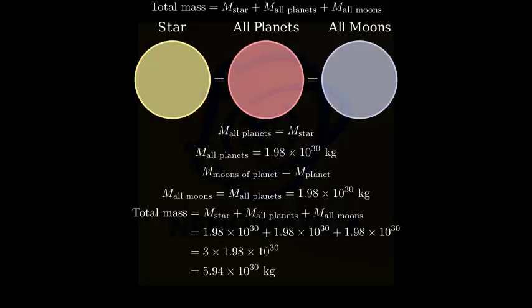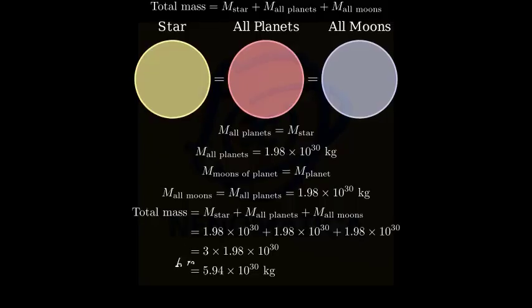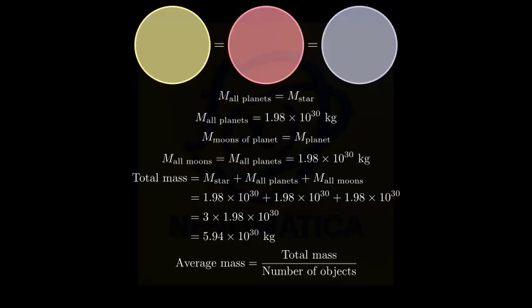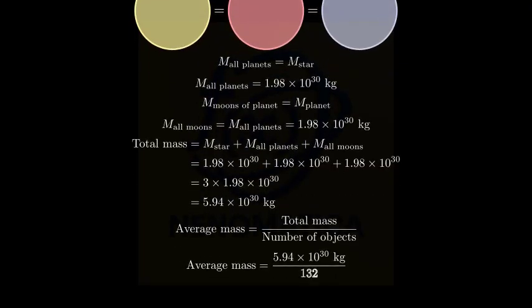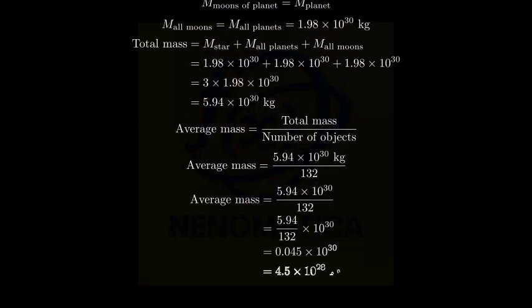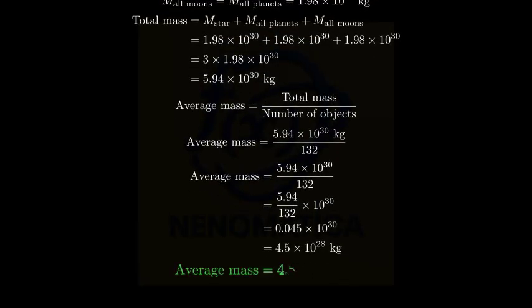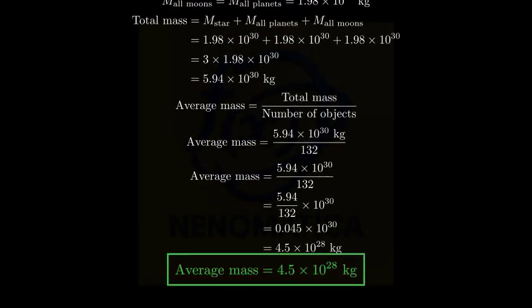Now that we have the total mass and the number of objects, we can calculate the average mass. The average mass equals the total mass divided by the number of objects. So that's 5.94 times 10 to the power of 30 kilograms divided by 132 objects. When we calculate this, we get 4.5 times 10 to the power of 28 kilograms as the average mass of each celestial object in this planetary system.